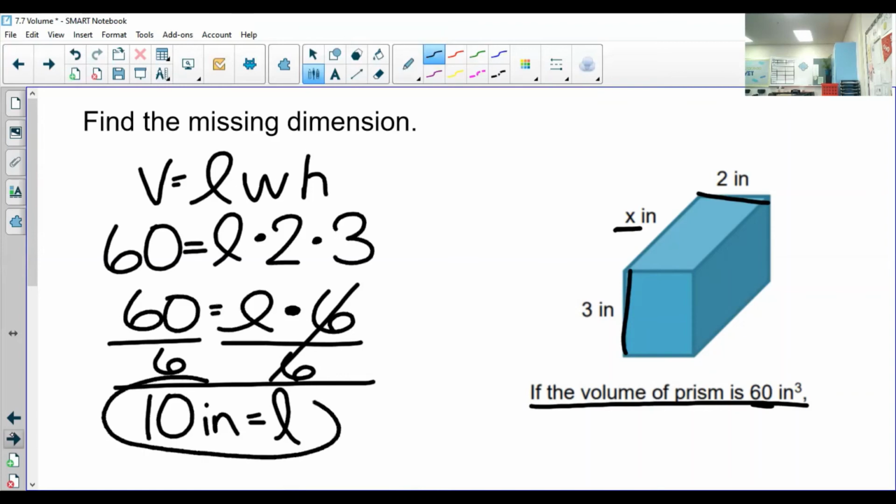Okay. And if you ever wanted to check your answer just to see if it's right, pretend there's a 10 here. Okay, what's 10 times 3? 30. What's 30 times 2? 60. So we know we got the right answer. Okay, let's try another one like that.